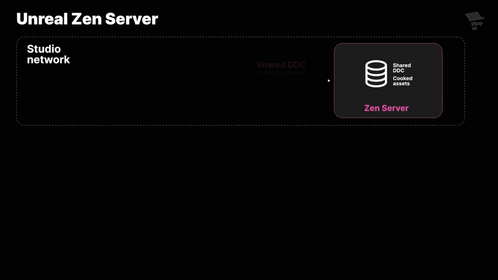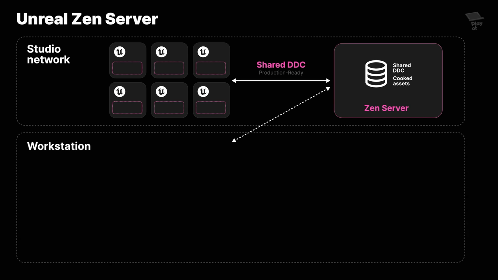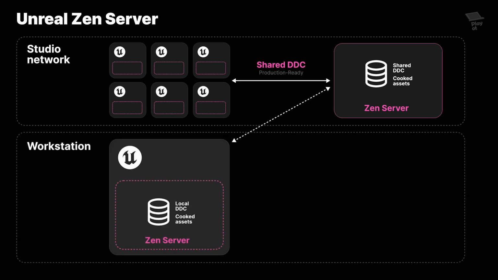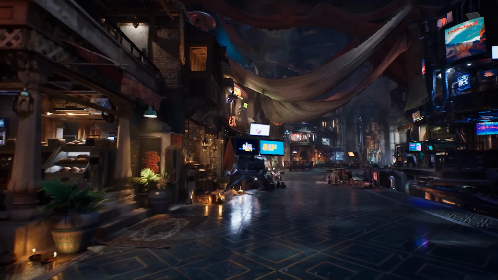Finally, this release sees many dev iteration tools reach production readiness, including Unreal Zen Server for deployment as a shared derived data cache, Unreal Zen Loader, Unreal Build Accelerator, and Unreal Horde. Meanwhile, an experimental new feature means that Zen Server can now stream cooked data to target platforms from console to mobile. These are just some of the highlights of Unreal Engine 5.5.